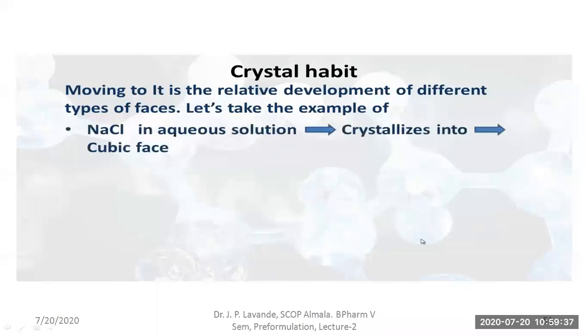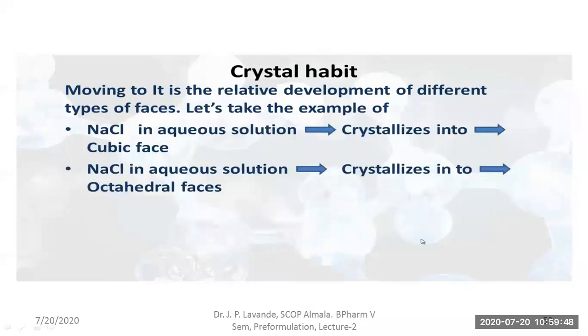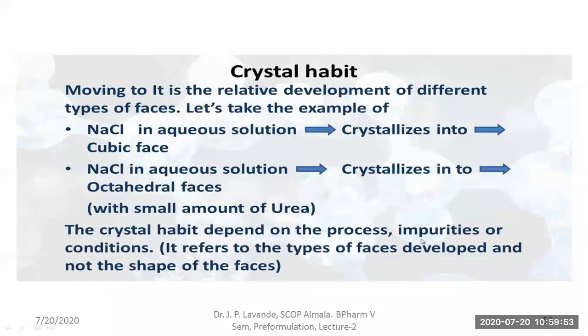Now let's take an example. If you see the example of sodium chloride in aqueous solution, it will crystallize out into the cubic phases. But suppose in case of the sodium chloride aqueous solution, we are going to add urea. What will happen? There it will happen that the crystallization of the octahedral phases. Without the presence of urea, it will give the cubic phase in the aqueous form, and with the help of the presence of urea, it will give the octahedral form.